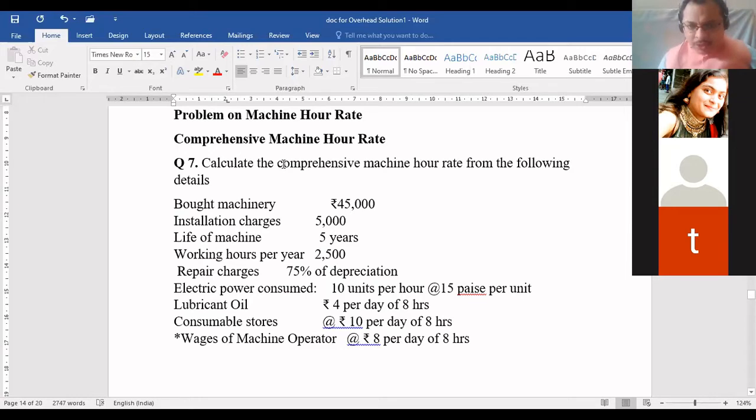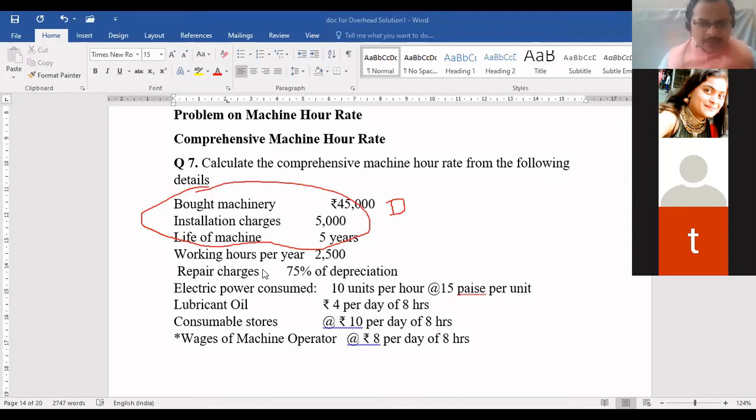When they ask you to calculate comprehensive machine hour rate, we have to consider all possible expenses to keep the machine in running condition. So we have to include wages of machine operator also. Is this clear, everyone? Yes, sir. Now, this 3 information which is given to us will help us to calculate depreciation, which I'll tell you later. First, let us start with the next items.